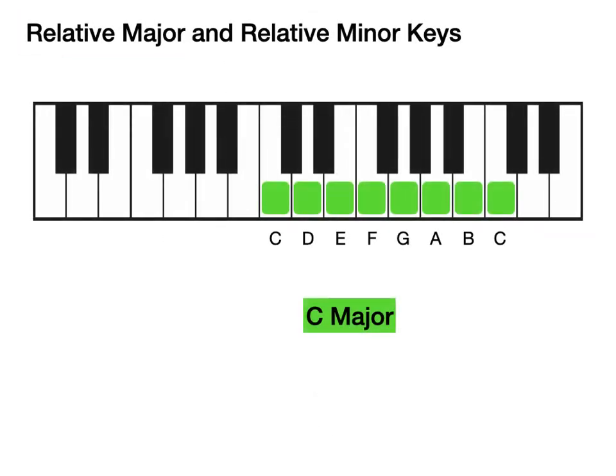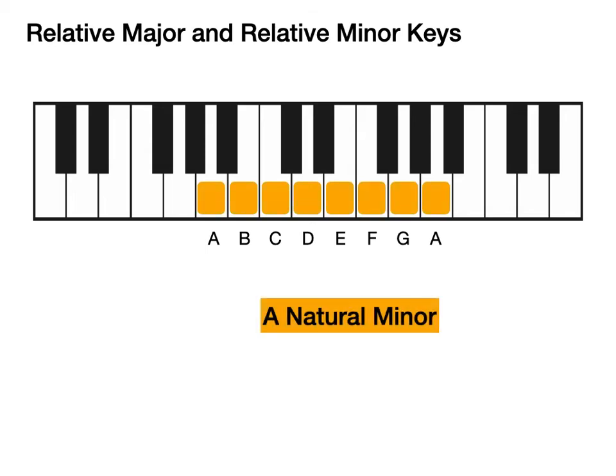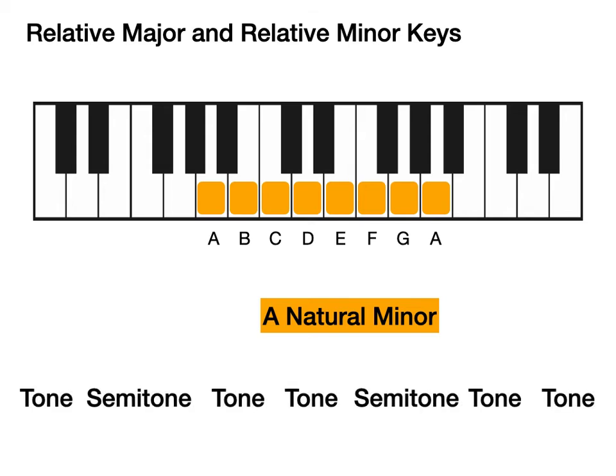So here we have our C major written on the piano. And now, if we play the same scale but start on an A, we now have the A natural minor. And you can see this has the same pattern as the scale we looked at earlier. It goes tone, semitone, tone, tone, semitone, tone, tone.